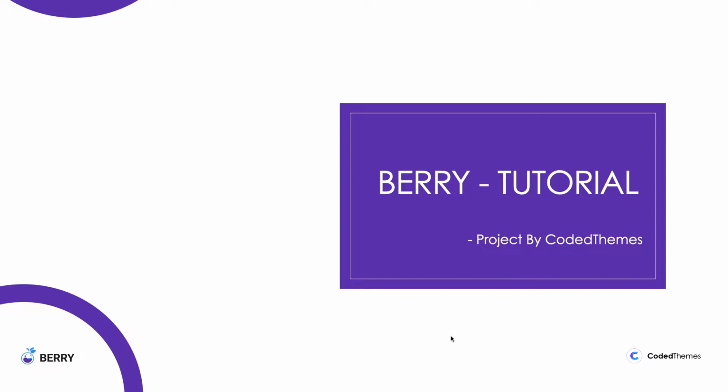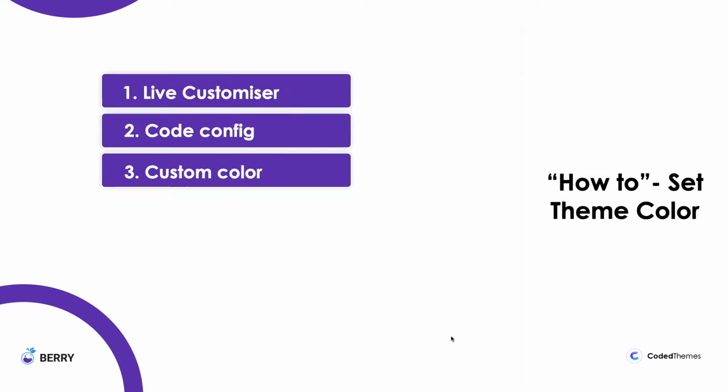So in this video, we are going to understand how one user can set the theme color. By default, we provided 7 presets with the colors, which you can see in the customizer. But users might be confused about how they can change it from the code. So we are going to explain that part.